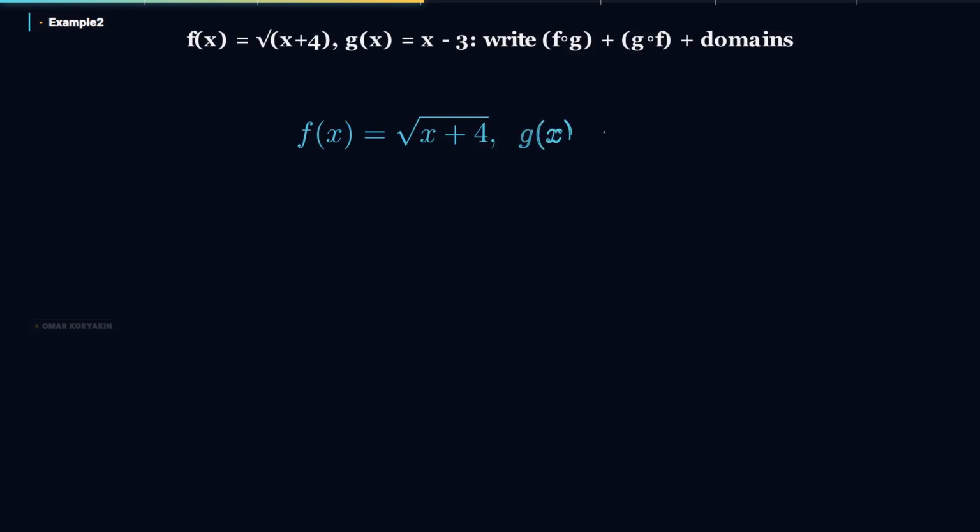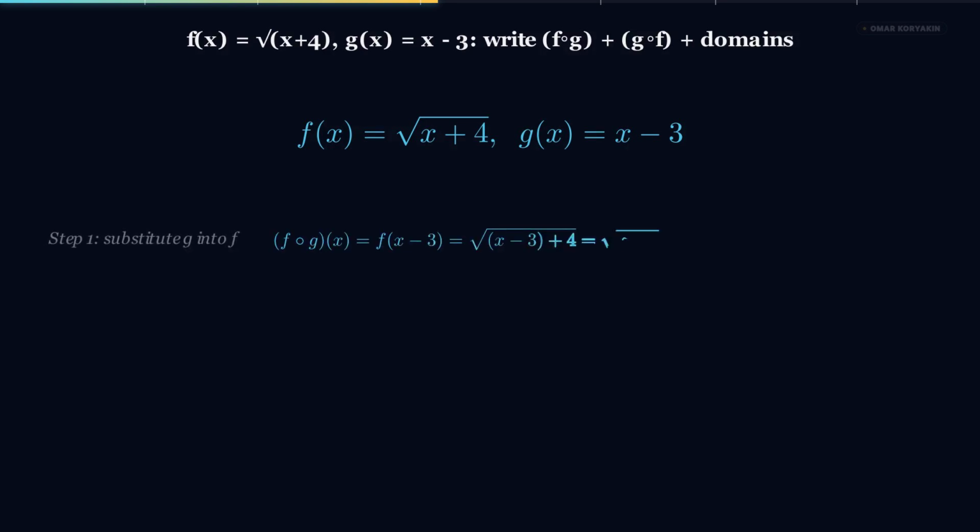Here is the second worked example. Given f of x equals the square root of the quantity x plus 4 and g of x equals x minus 3, write the symbolic rules for f composed with g and g composed with f, and identify the domain of each composition.